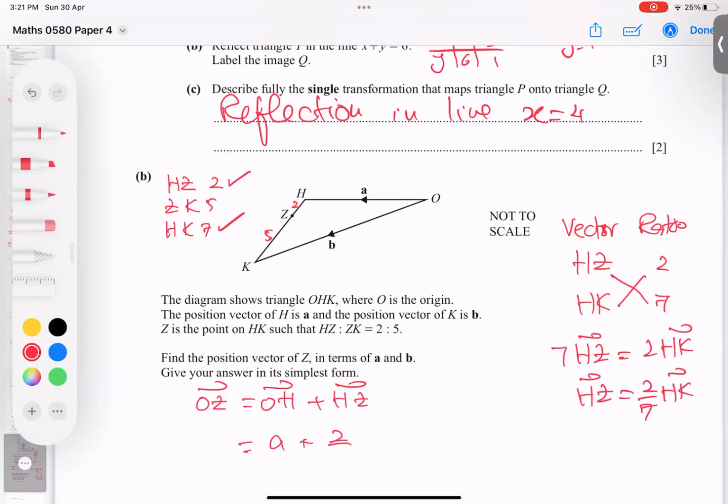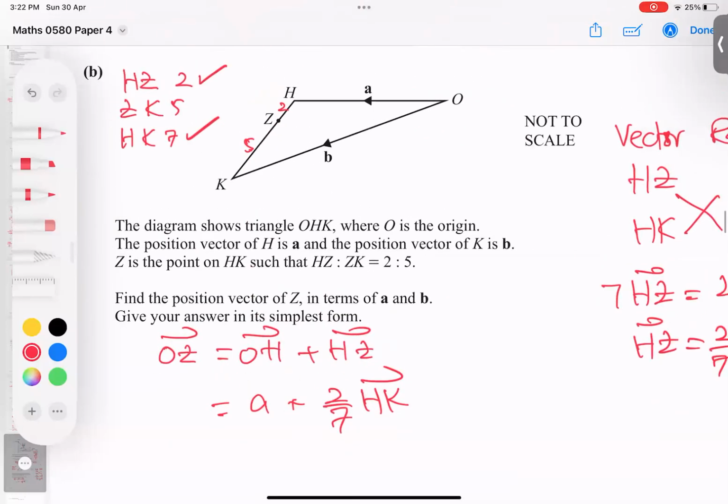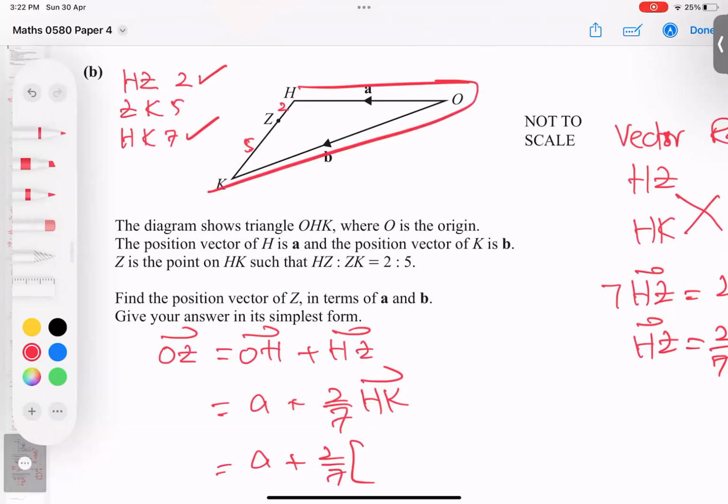So half the job is over and only the last part is left. And what is that? Look here, students. It means if I get HK, the question is over. Starting from H, ending at K, can I say H to O, O to K? Correct.